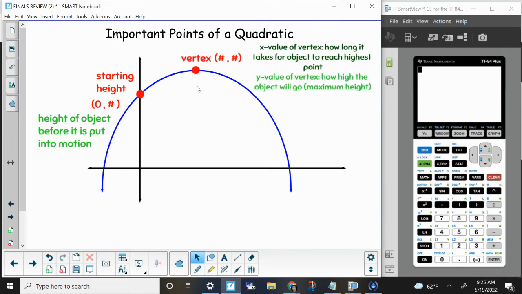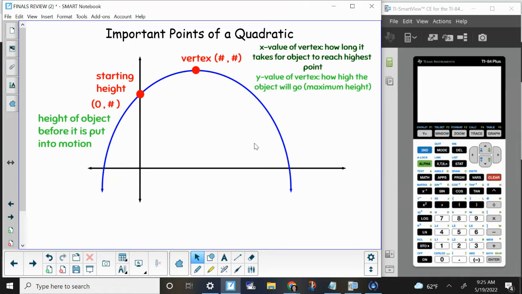Next, we have our vertex, which definitely tells us some important information. First off, it tells us, for its x value, how long it takes for an object to reach the highest point while in motion. And then the y value of the vertex is how high the object will go. It is the maximum height.